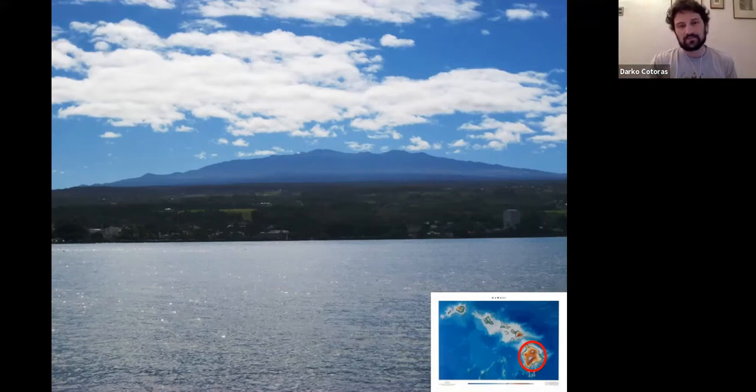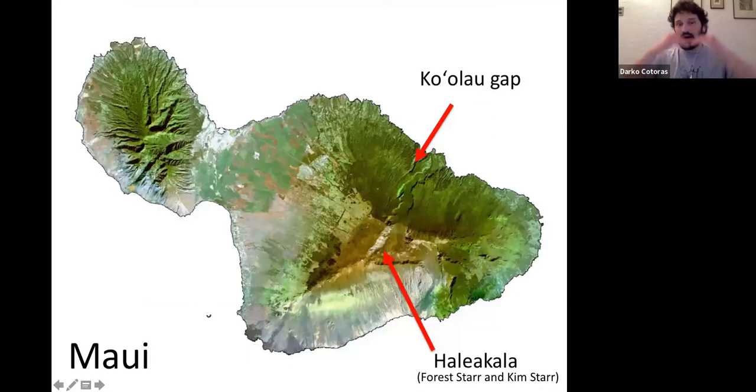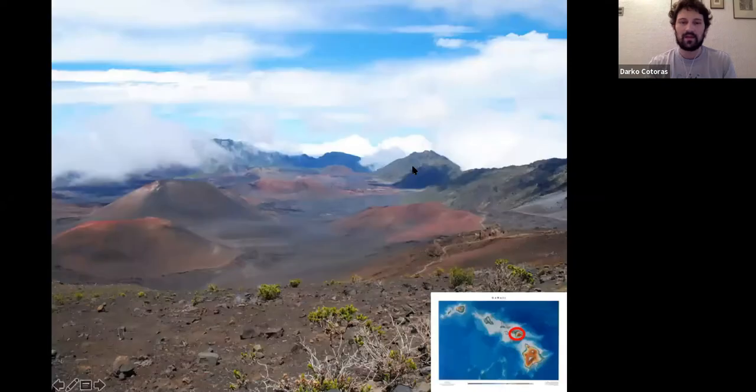Here is a geologic map where you can identify very clearly the 5 main volcanoes of the Big Island: Mauna Kea, Mauna Loa, Kohala, Hualalai, and Kilauea. Now, if we move up north, we see Maui, where we have two volcanoes, West Maui and Haleakala. The two features I want to focus on are first the Haleakala caldera and the Ko'olau Gap. Haleakala caldera is about 3,800 meters, so very high too.